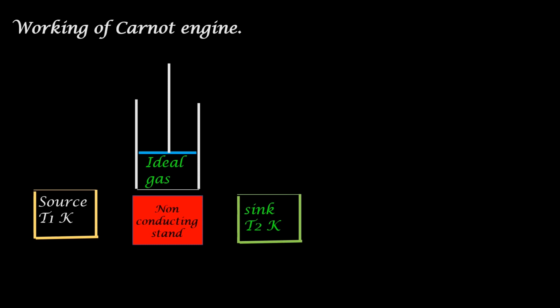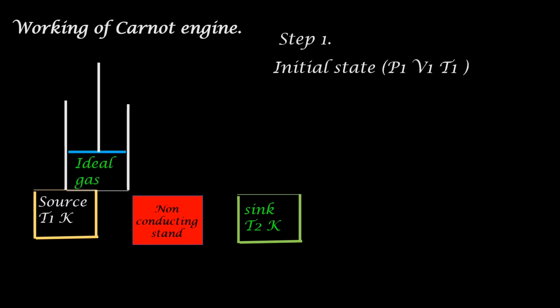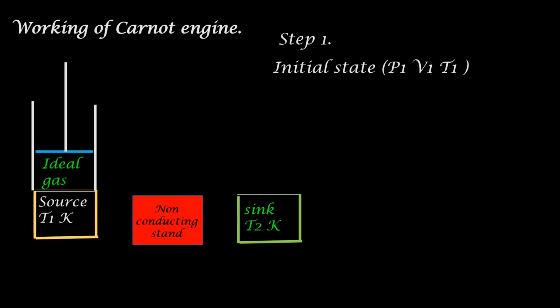Working of Carnot engine. The Carnot engine works between two temperatures, T1 and T2. For convenience, the working is split into 4 steps. Step 1. The initial state is P1, V1, T1. That is, the working substance, which is the ideal gas, is in the initial state P1, V1, T1. The cylinder and the working substance now rest on the source, which is at high temperature T1 K. The bottom portion of the cylinder, which is conducting, now rests on the source of heat.